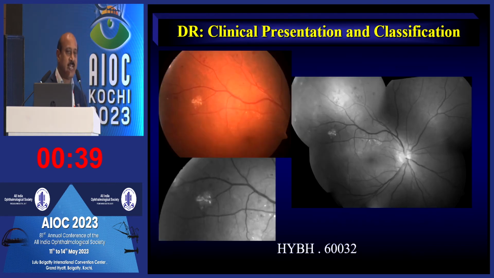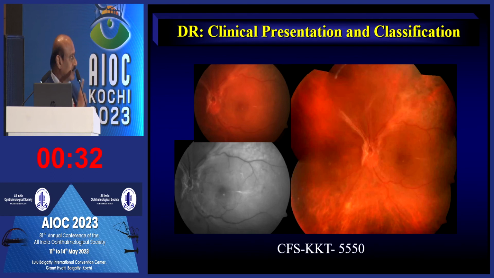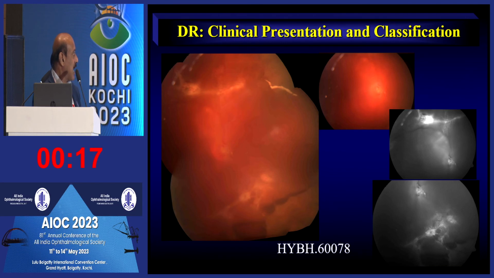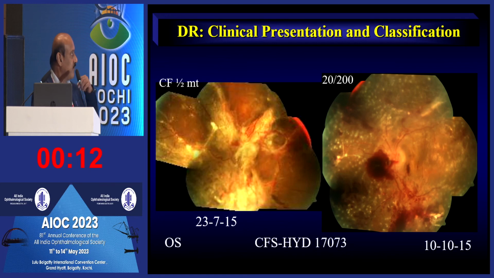Can you identify any lesion here? At what stage is it? It's an early PDR, that is, retinal neovascularization. This is a little bit more severe stage of proliferative. Again, still a little bit more. So it is like high risk with complications. And this is like subhyaloid hemorrhage and very severe proliferative diabetic retinopathy, where the interventions can be very tough.